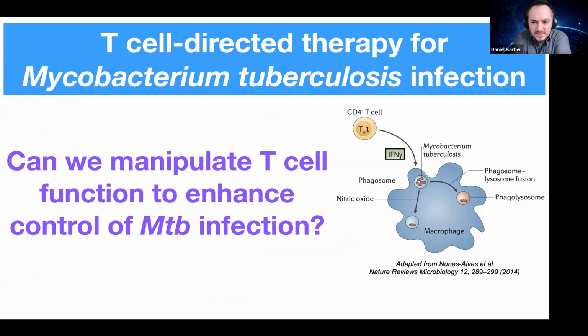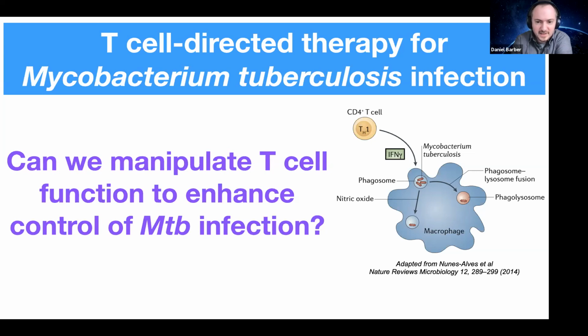The center of our tuberculosis immunological universe is the CD4 T cell and macrophage interaction. We know that CD4 T cells are absolutely required for control of TB, but so often TB infection results in a persistent infection. While you have what appears to be an ongoing and effective CD4 T cell response, it doesn't lead to elimination of the bacteria. So our question is: can we manipulate CD4 T cell or CD8 T cell responses in a way that enhances killing of the bacteria?